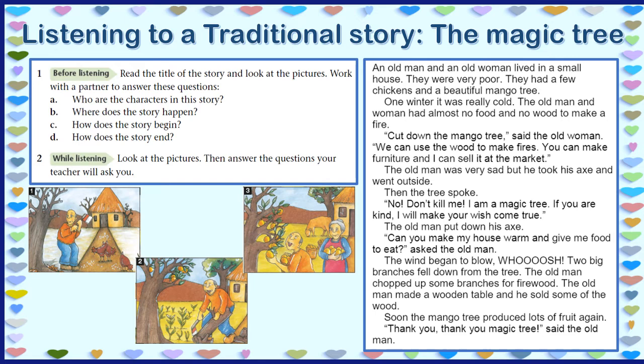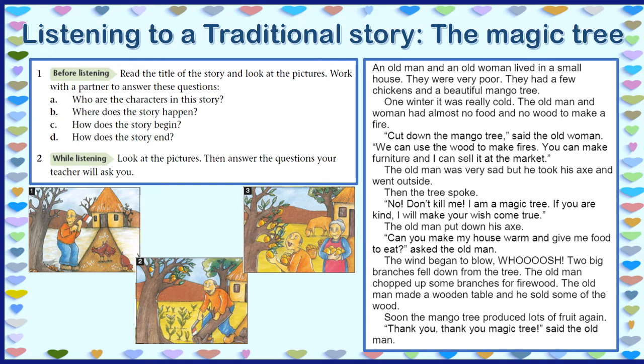Now, guys, I want you to have a quick look at what happens at the very, very beginning of the story. It immediately tells you who the characters are and where they were living. It puts you immediately into the story. So there's an old man and an old woman living in a small house. They were very poor, and they had a few chickens and a beautiful mango tree. You immediately have a picture in your mind of the people and the place or the setting.